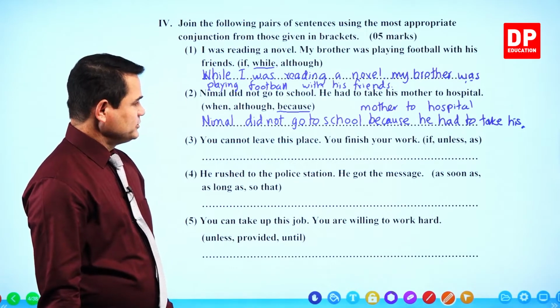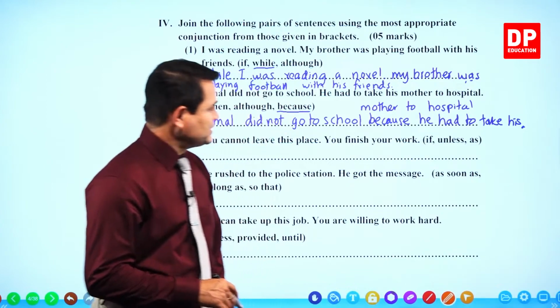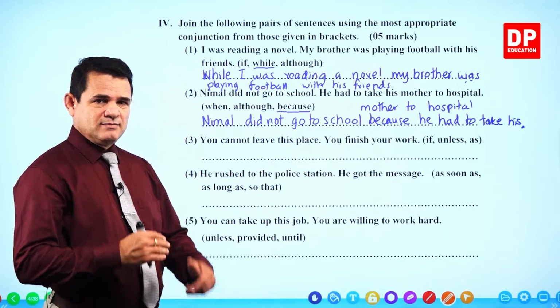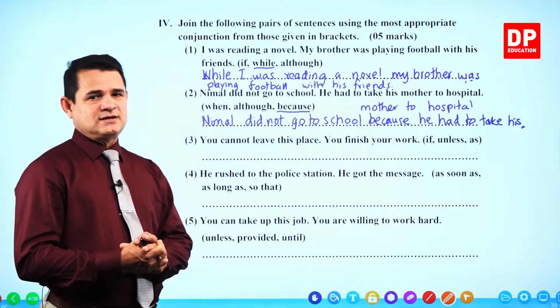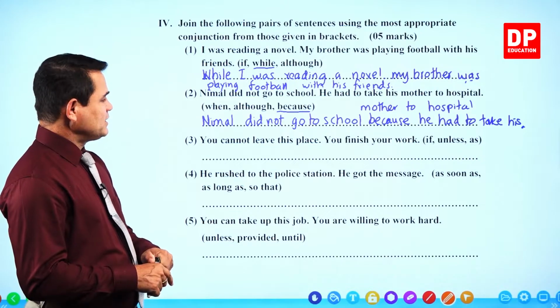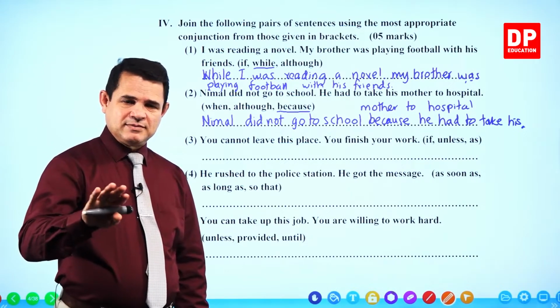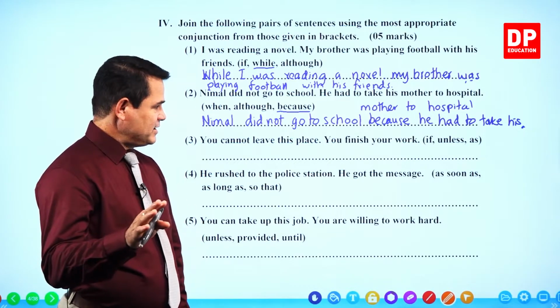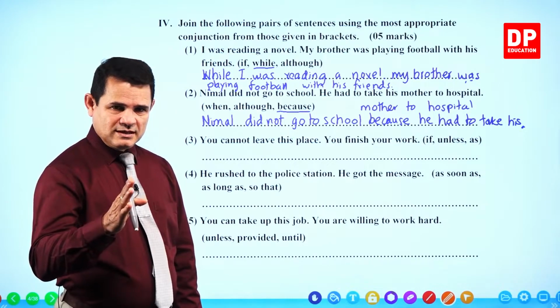Nimal did not go to school because he had to take his mother to hospital. Nimal ඉස්කෝලේ ගියේ නැහැ මොකක් නිසාද? මෙයා අම්මව hospital එකට යන්න ඕනේ නිසා. See the next one. You cannot leave this place. ඔයාට මේ place එකෙන් යන්න බෑ. You finish your work. ඔයාගේ වැඩේ ඉවර කරන්න.